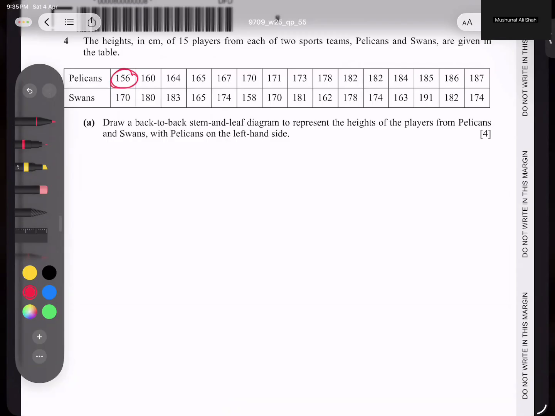156. Yeah, this data is given in order. You can see the smallest value is 156, and these values are not in order. Upper values, let me check. Yeah, the upper values are in order, but the lower values are not in order. But the smallest value is 156.